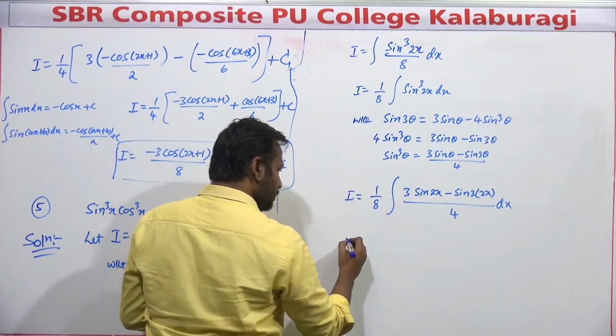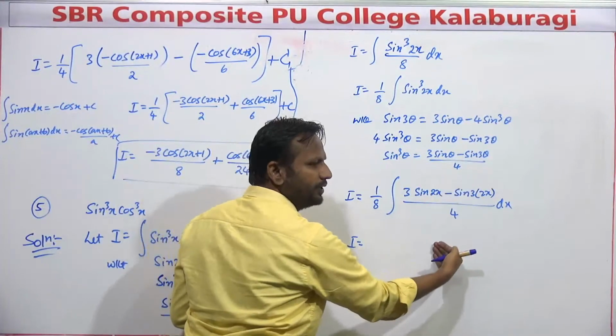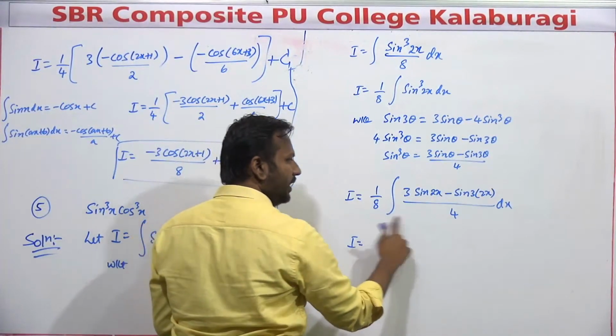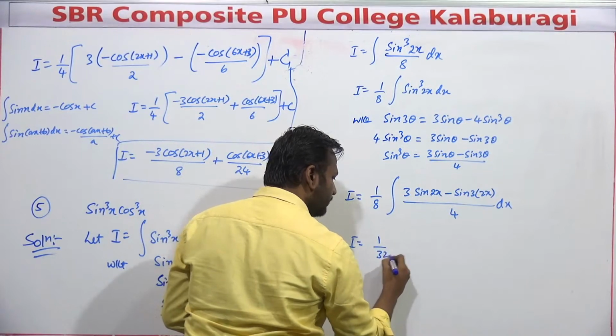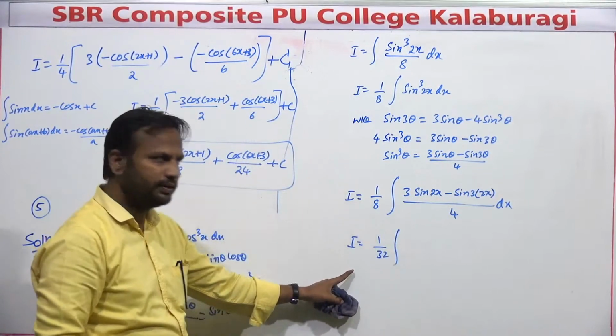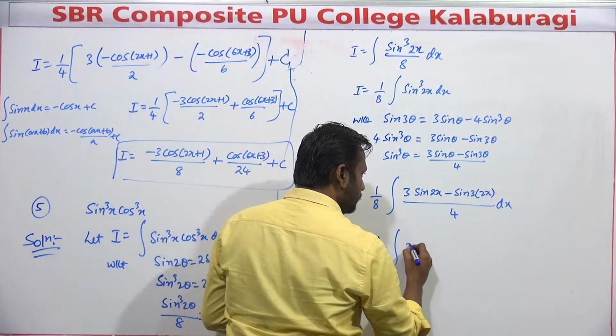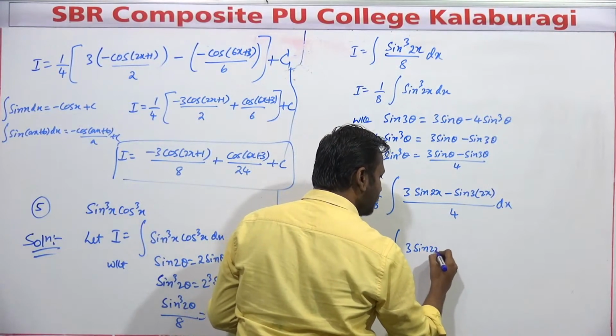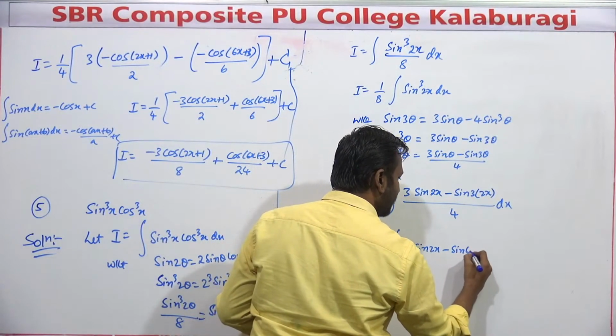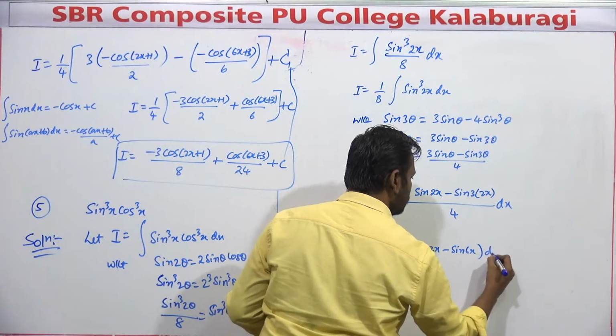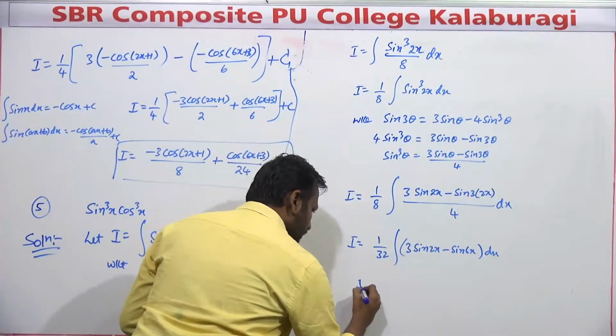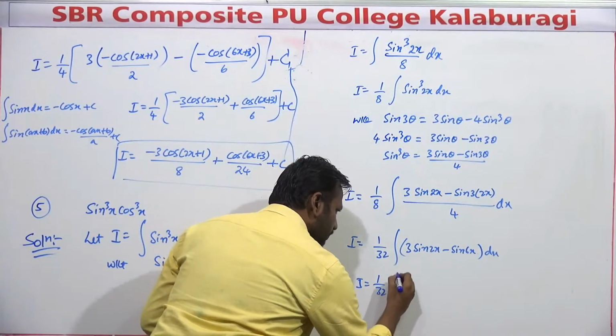Got it now? So 1 by 4 is a constant. Take it outside the integral sign. 8 times 4 is 32. So outside the integral it will be 1 by 32. Now 3 sine 2x remains inside, minus sine 6x.